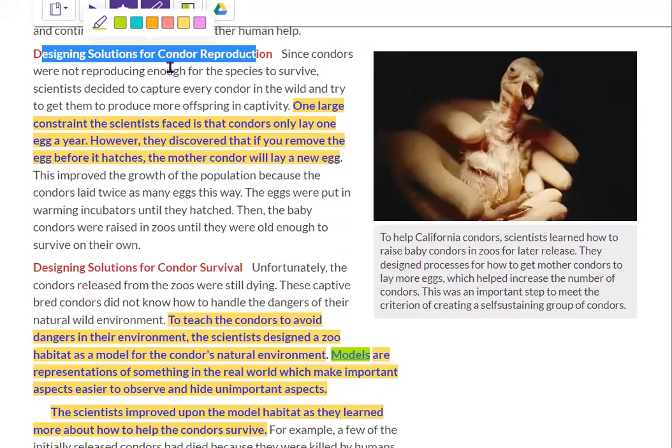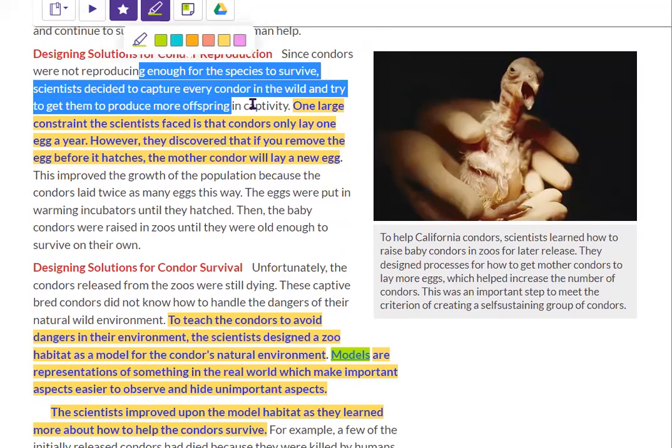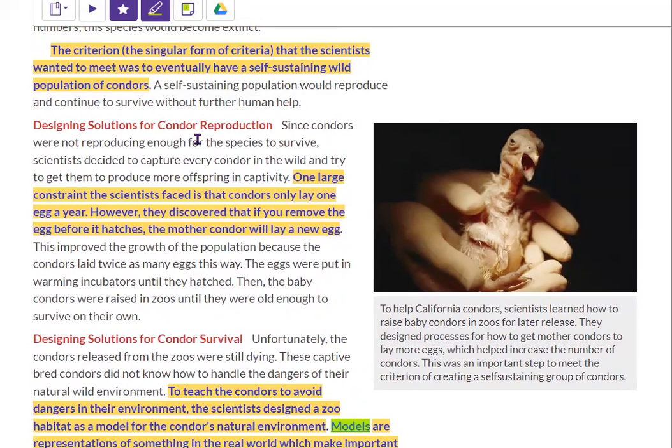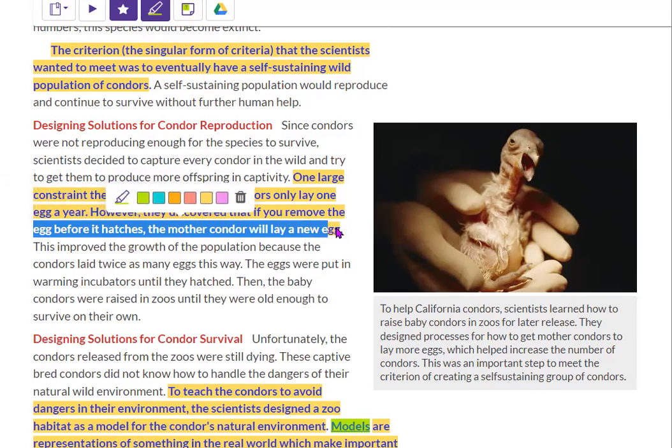So since the condors weren't reproducing enough for the species to survive, the scientists decided to bring them into captivity. And so they would bring them into a zoo, right? And so we'll talk about that in a bit. One large constraint or limitation that the scientists faced is that condors only lay one egg per year, right? But some of the scientists discovered that if you remove the egg before it hatches, the mother condor actually lays another egg.